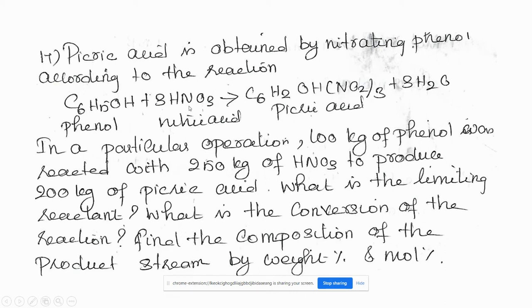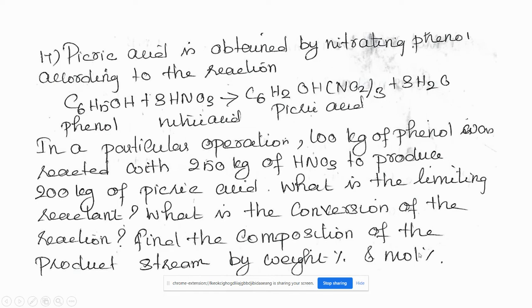C6H5OH plus 3HNO3 gives C6H2OH(NO2)3 plus 3H2O. So, in a particular operation, 100 kg of phenol was reacted with 250 kg of nitric acid to produce 200 kg of picric acid. What is the limiting reactant? What is the conversion of the reaction? Find the composition of the product stream by weight percentage and mole percentage.